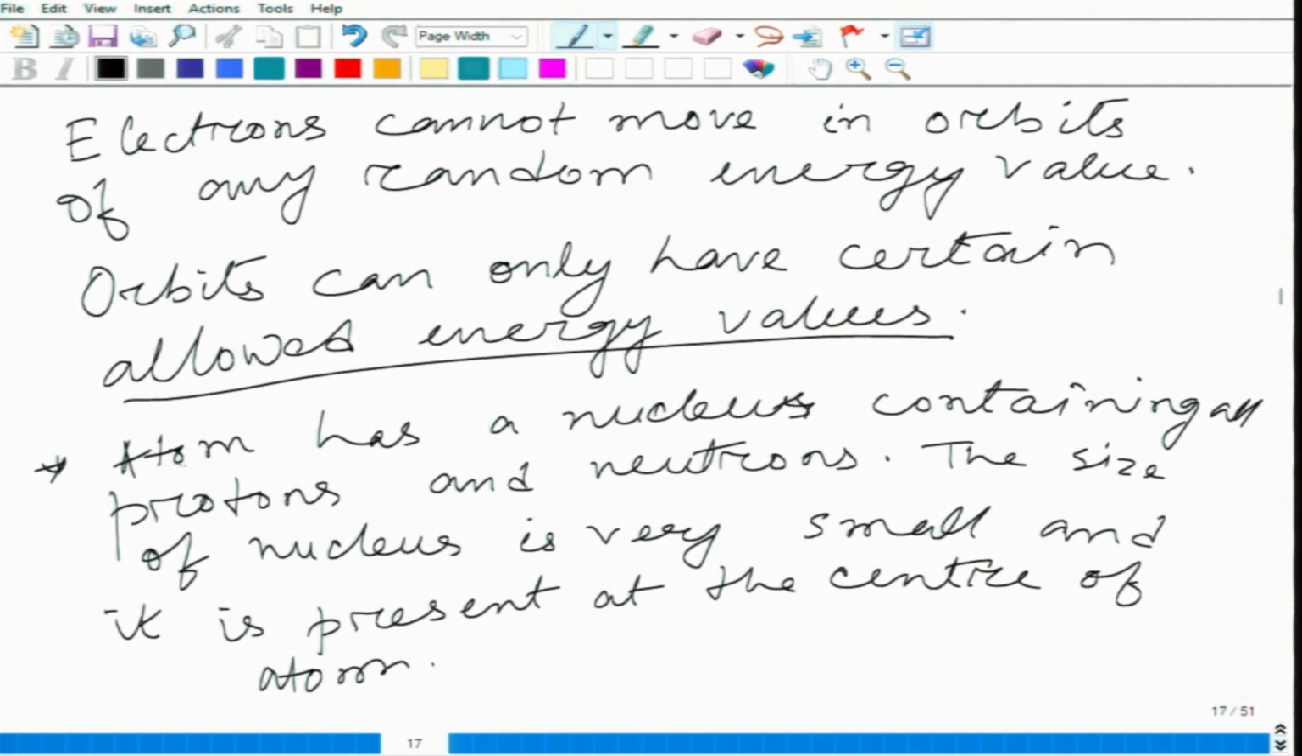And another point in this postulate is that the atom has a nucleus containing all protons and neutrons. The size of the nucleus is very small and it is present at the center of the atom. So these points somewhat match with Rutherford's model.